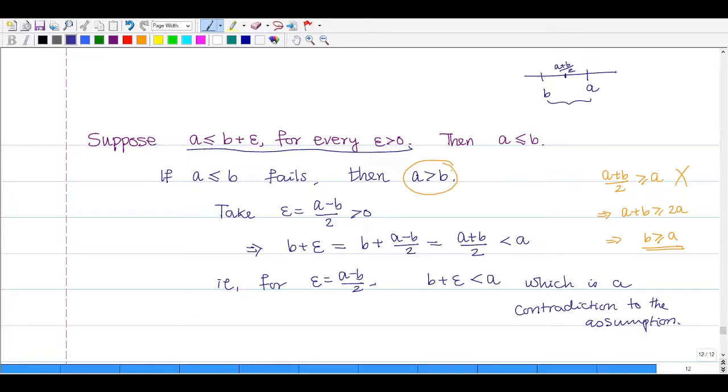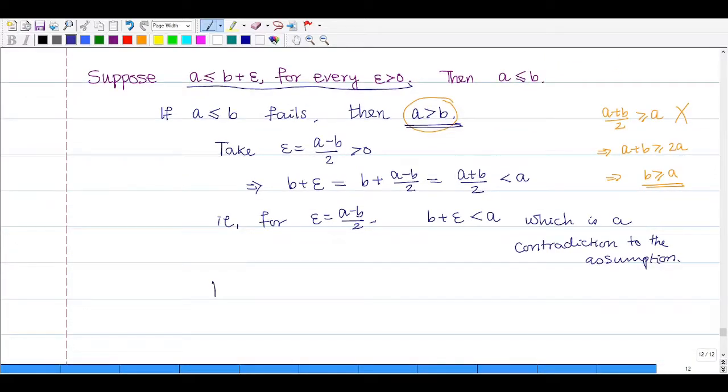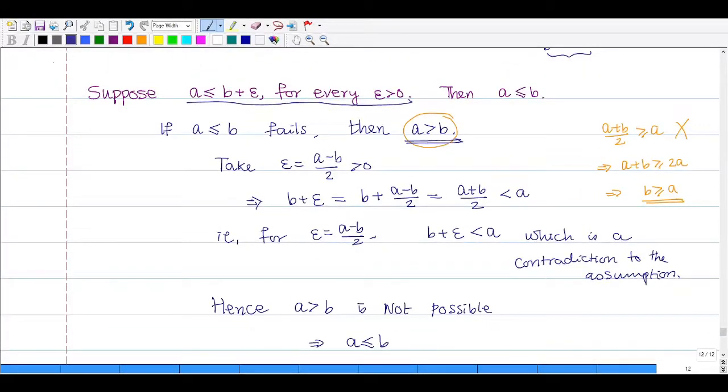What is the reason for this? Because if A is greater than B, this is wrong; such a contradiction will arise. Hence A greater than B is not possible. Okay, so this implies that A must be less than or equal to B. A can only be less than or equal to B. Hence this is the statement: suppose A is less than or equal to B plus epsilon for every epsilon, that would imply that A is less than or equal to B.